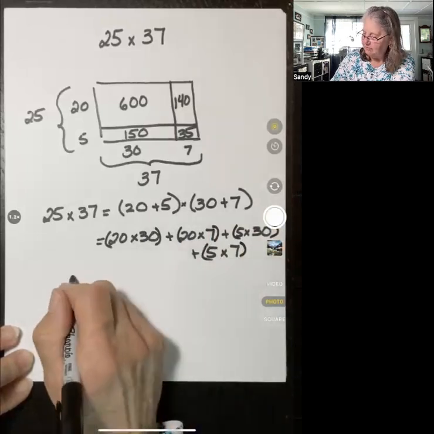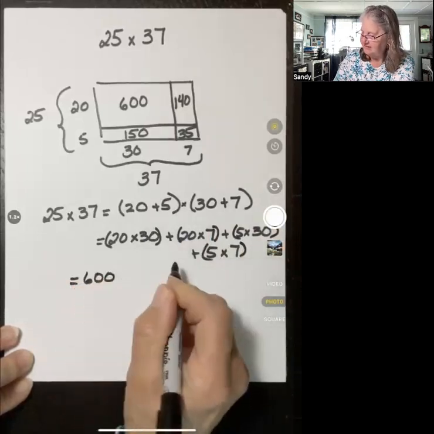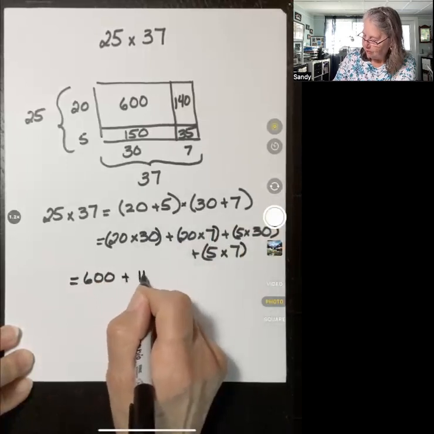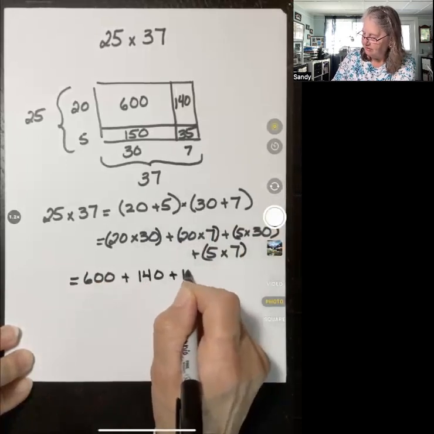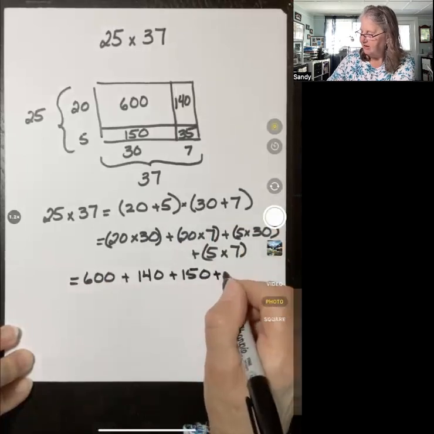So what did we have? We had the product 600. We had 140. We had 150. And we had 35.